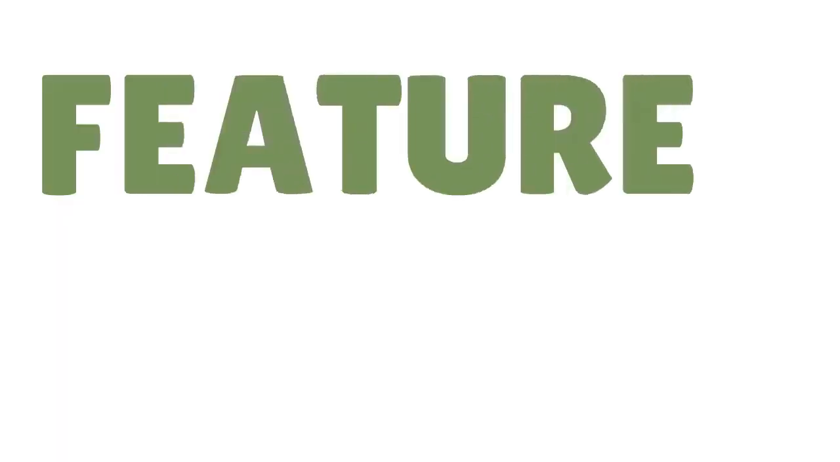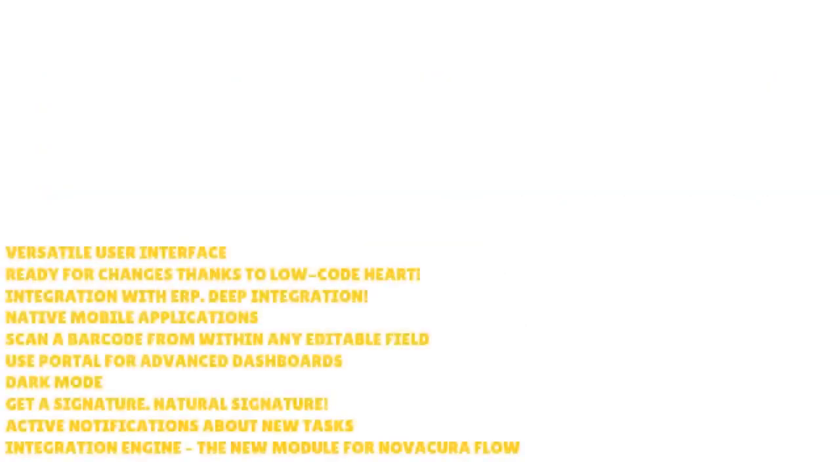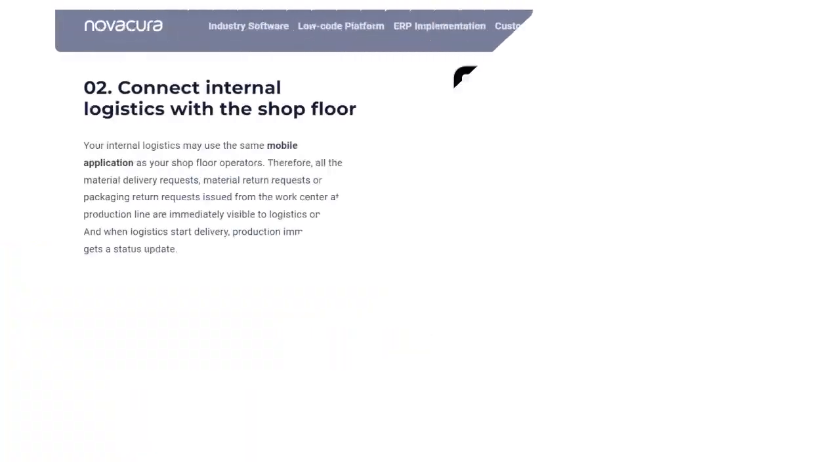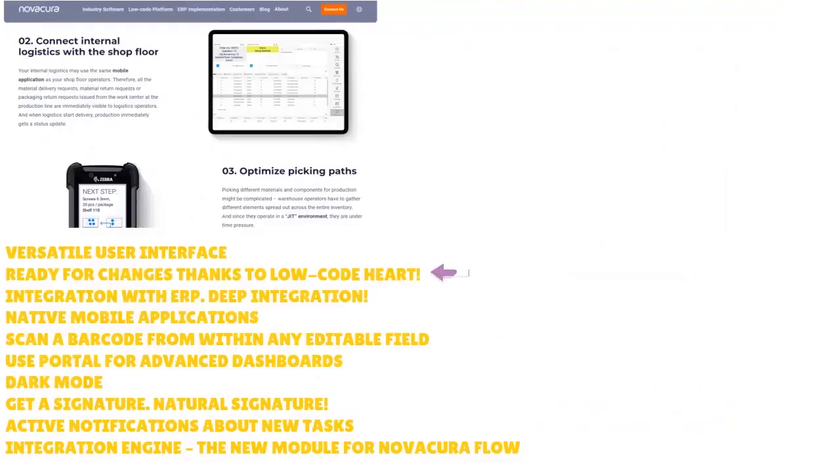Let me talk to you about the features that you can actually expect if you were to go with Novacura warehouse management software. Basically, you have a versatile user interface. The user interface of Novacura is designed to run on different devices, such as barcode scanners, mobile phones, and workstations. The software offers simplified mobile interfaces with offline mode and dashboards with charts, going beyond the standard ERP and warehouse management software interfaces. You have a tool that's really ready for changes.